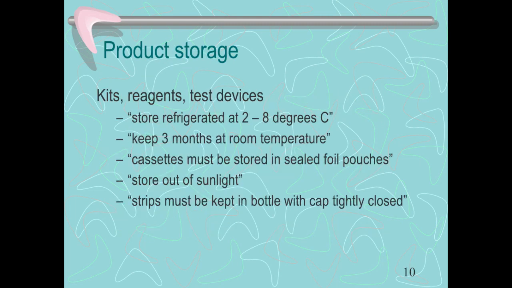Product storage must be kept at 2 to 8 degrees Celsius. It can be kept for 3 months at room temperature. Cassettes must be stored in sealed foil packages or foil pouches. So once you open that foil pouch, if you don't use it, you have to dispose of it. Store out of sunlight. Strips must be kept in the bottle with the cap tightly closed. Those are very common product storage instructions.